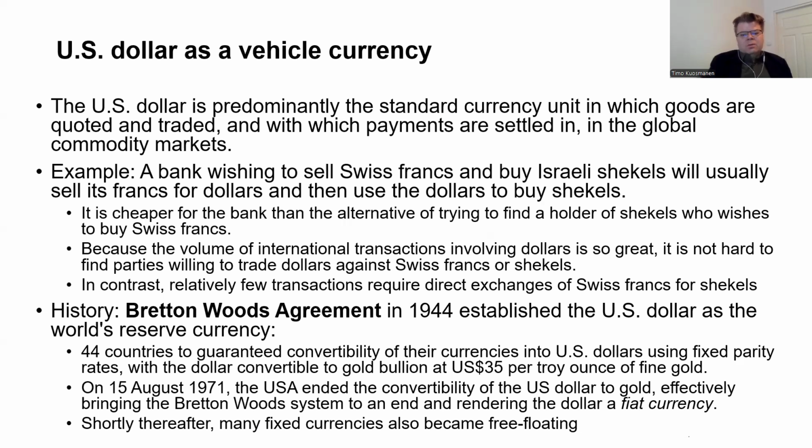And immediately after the Second World War, global trade was not as high in volume as it is currently, and typically countries wanted to keep fixed exchange rates relative to the US dollar. So this dominant position of the US dollar was established in the Bretton Woods Agreement. The USA then ended the convertibility of the US dollar to gold in August 1971, and this also brought the Bretton Woods system to an end. After the early 1970s, most currencies became freely floating rather than having a fixed exchange rate.